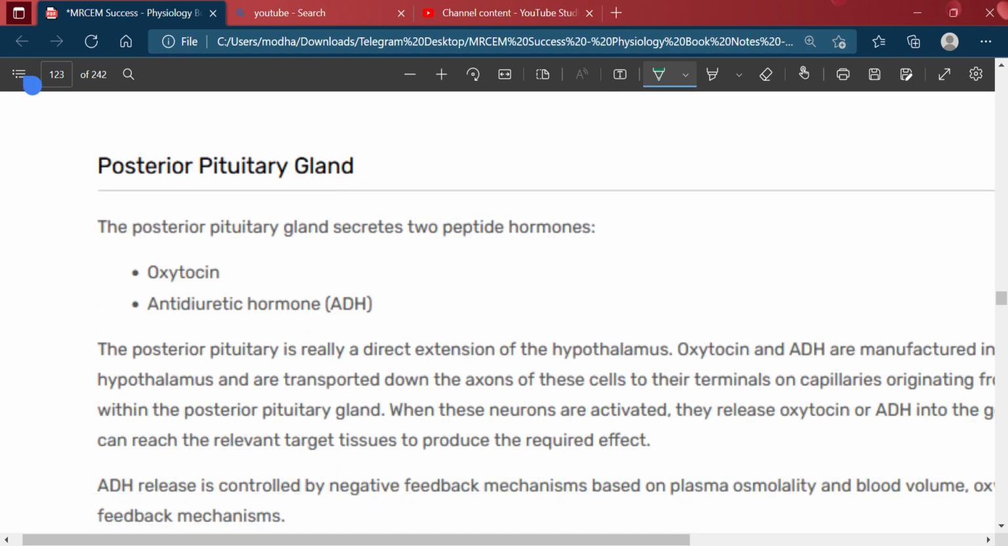Then the posterior pituitary. The posterior pituitary gland secretes two peptide hormones: oxytocin and antidiuretic hormone.